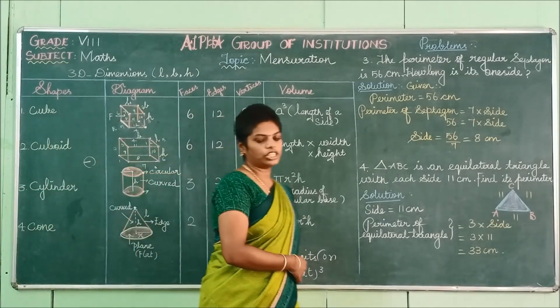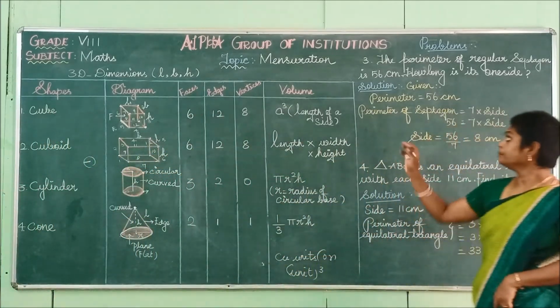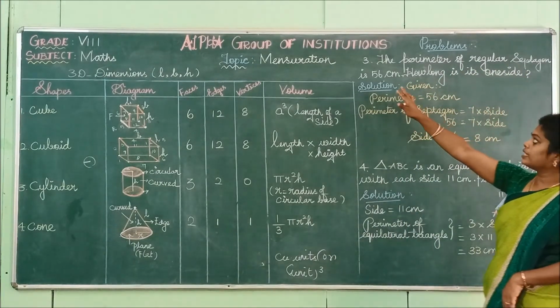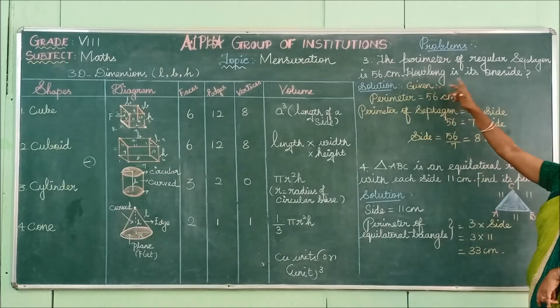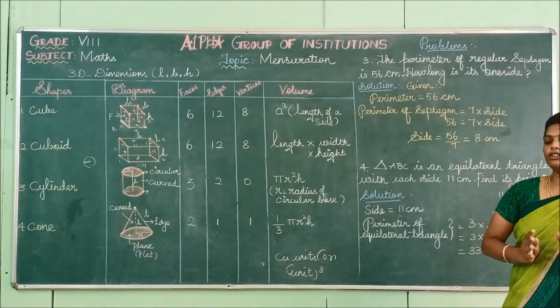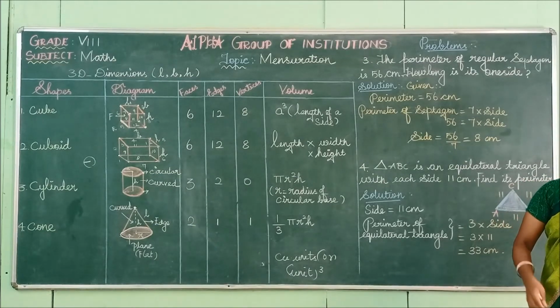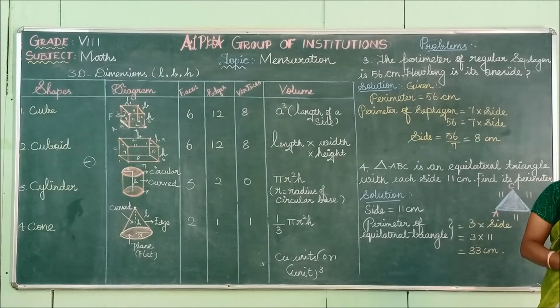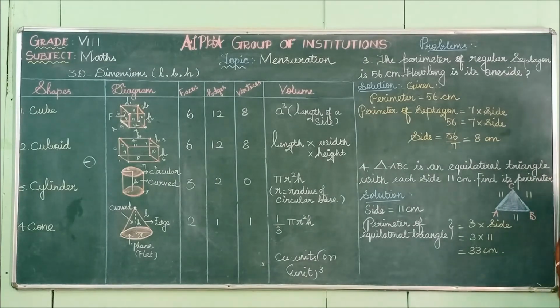Continuing the 2D shape problems, here is the third problem. The perimeter of a regular septagon is 56 centimeter. How long is its one side? They have given the perimeter and we need to find a side. You know the formula for the perimeter of a square, rectangle, triangle, circle. Here they ask about a septagon.